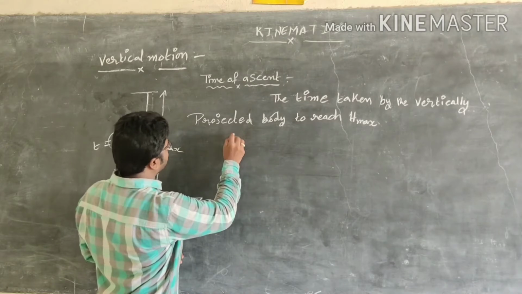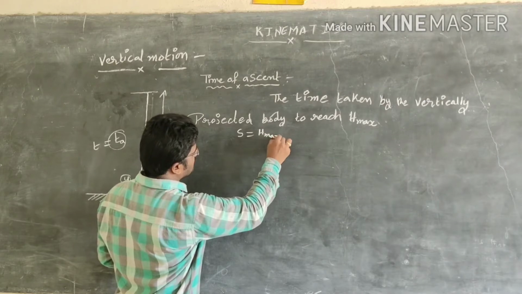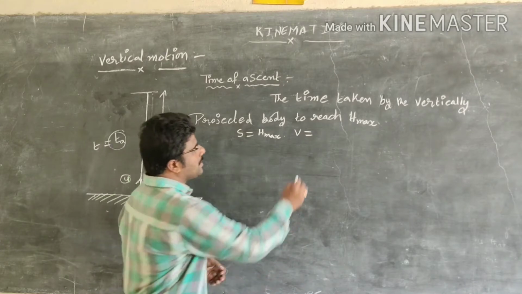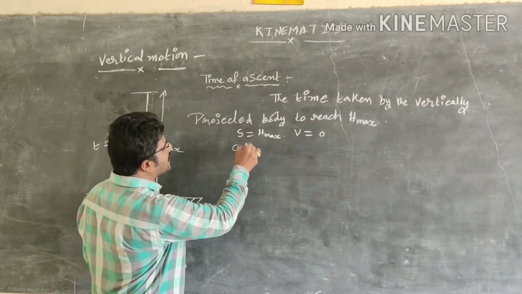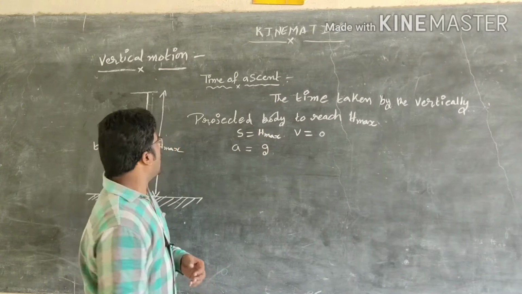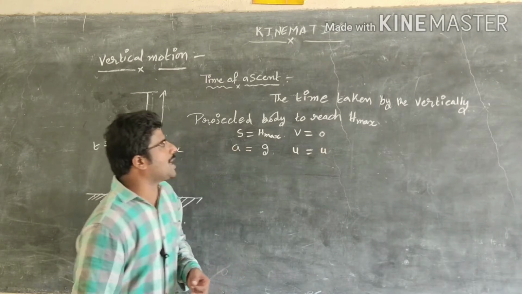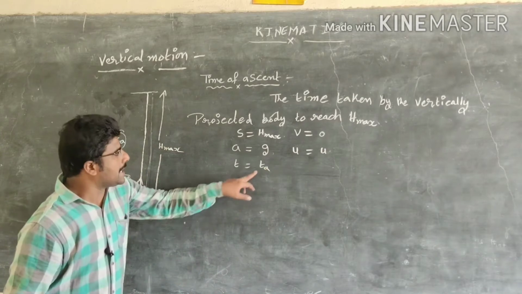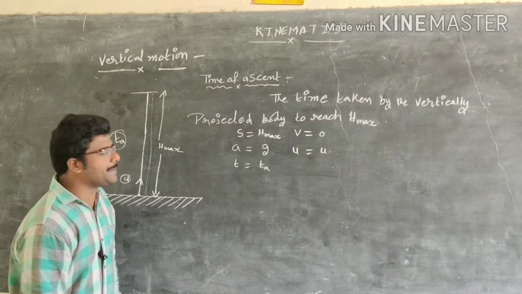So, the distance traveled is equal to the maximum height. We already know that at maximum height the velocity is zero. And we already know that for a vertically projected body, a should be taken as g, and the initial velocity is u. Now we are going to substitute t equal to Ta, where time equals t. All these values we are going to substitute in the first kinematic equation.